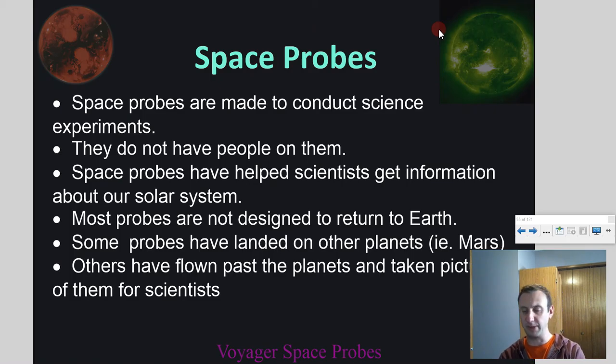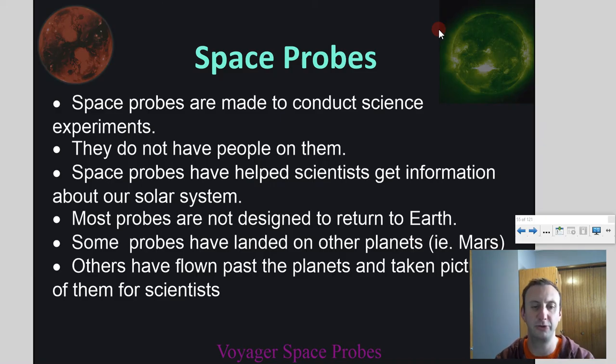Space probes are made to conduct science experiments. They do not have people on them, so they're unmanned spacecraft. And space probes have helped scientists get information about our solar system. Most probes are not designed to return to Earth. They just go out there and then they're gone, but they send signals back to Earth so that the data that's collected can be analyzed. Some probes have landed on other planets, like for example, Mars.